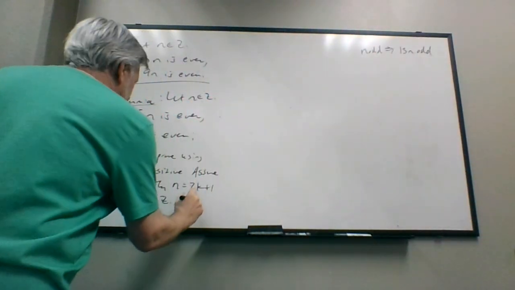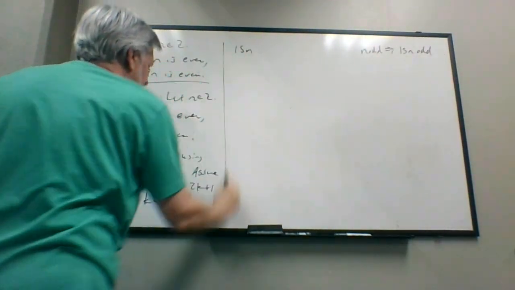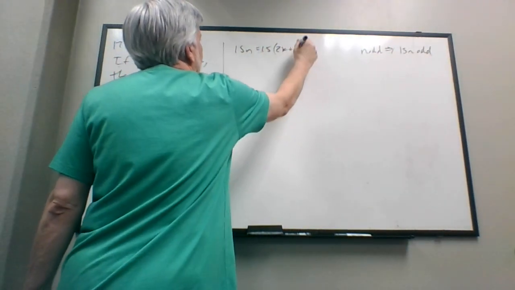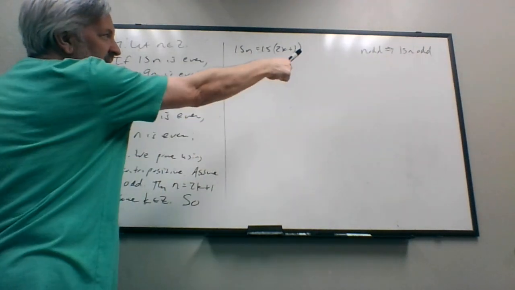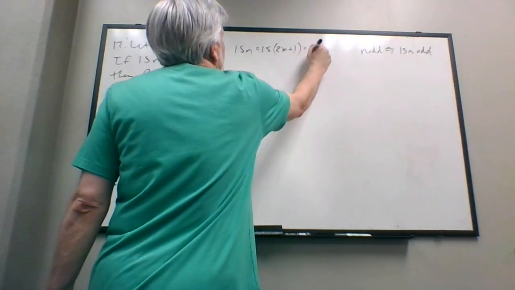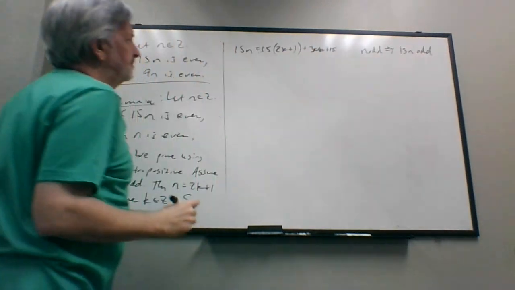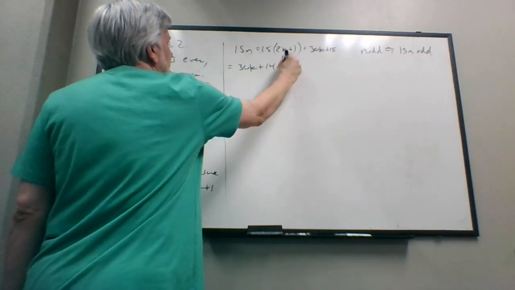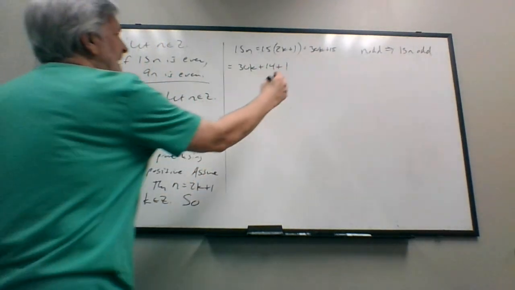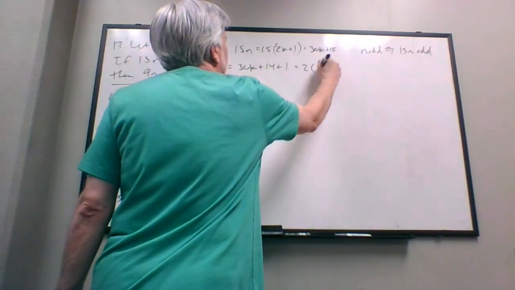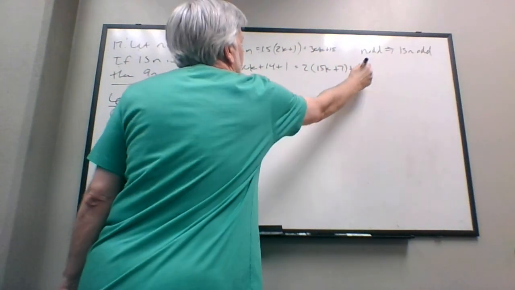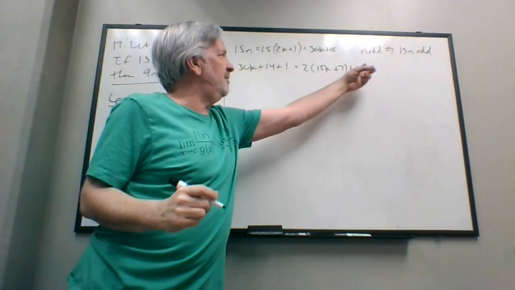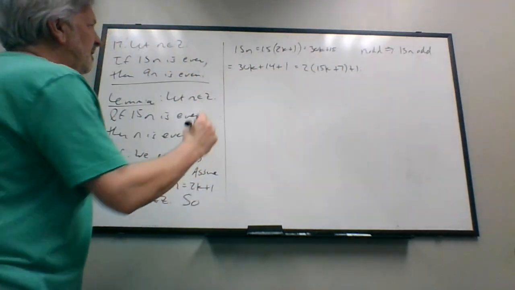So 15n is 15 times 2k plus 1. And again, I'm trying to get 2 times something plus 1. So this is 30k plus 15. But I want the plus 1, so I'm going to steal a 1 from the 15. So that's 14 plus 1. Okay, good. Now factor a 2 out of the first 2 terms. So I have 15n is 2 times something plus 1. All we have to do is explain the something is an integer, which it is.